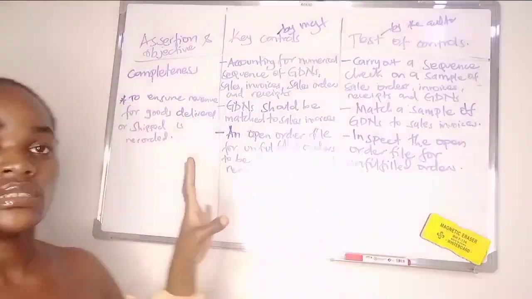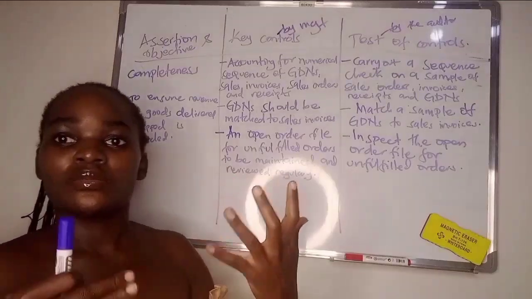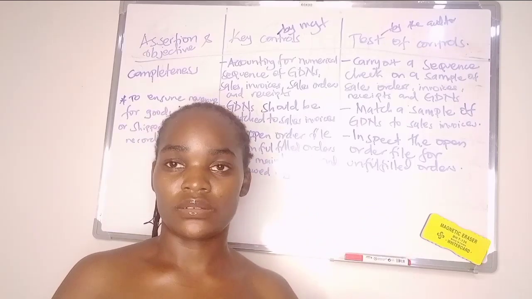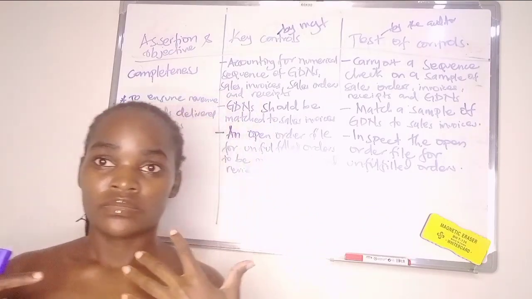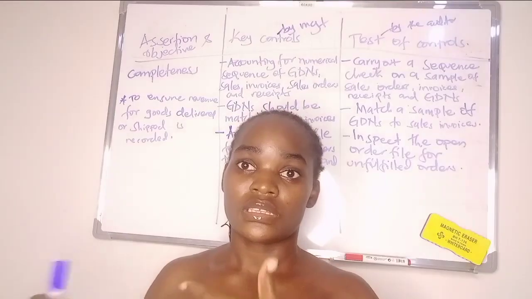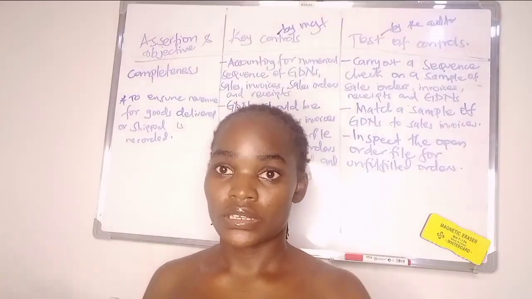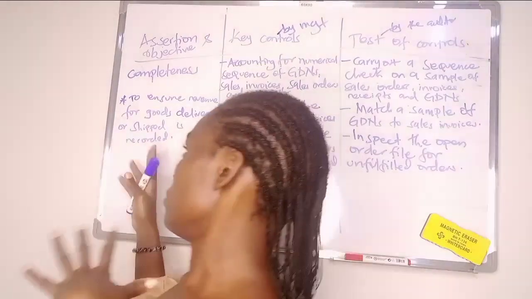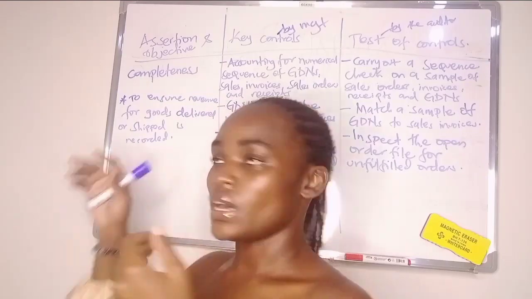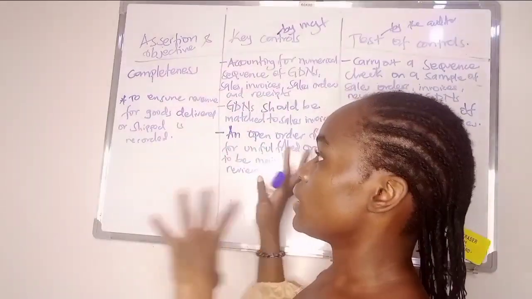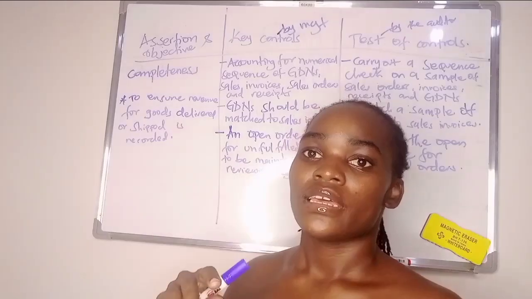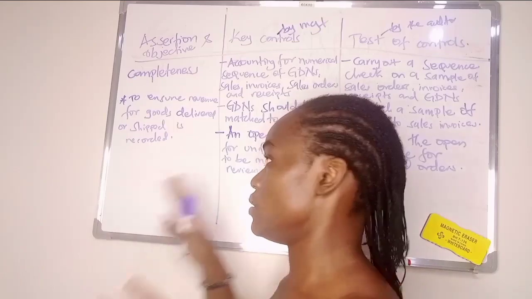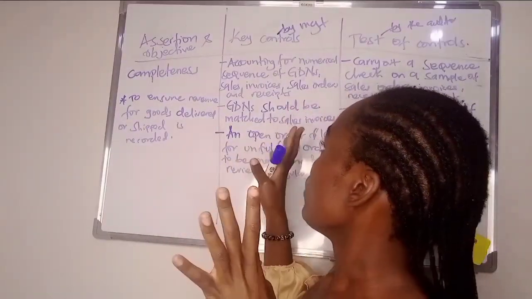So for completeness, you want to make sure that something is complete. Remember, we are dealing with sales. So they have to make sure that revenue for all the sales that were made is receipted, is invoiced, and recorded in the books of accounts. That is completeness. So the key controls show how they can achieve this objective, how they can make sure that revenue for every sale is receipted, invoiced, and then recorded. So what can they do?